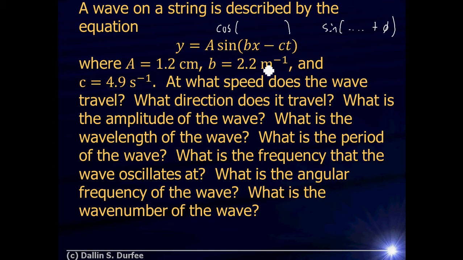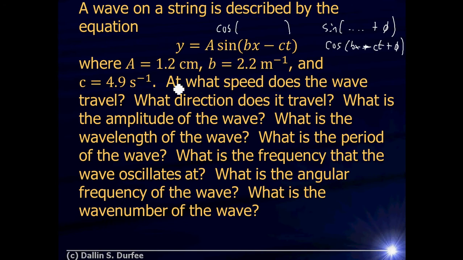Now it turns out pretty much everything I'm going to come up with is going to be the same as if this were a cosine, or a sine wave with a shift, or a cosine of bx plus or minus ct plus a phase shift. Throwing in the phase shift is not going to change any of the stuff we're going to calculate here. Changing it from a sine to a cosine is not going to change anything, just so you're aware that what we're doing is fairly universal.